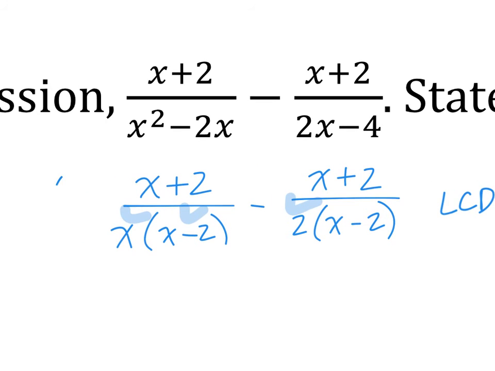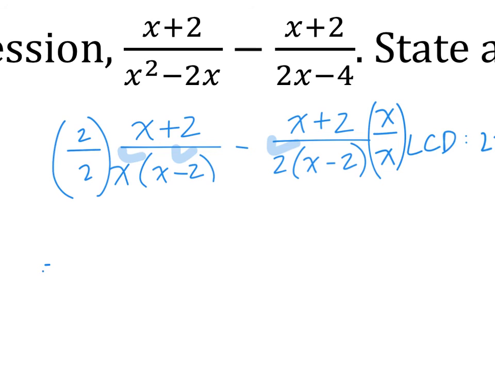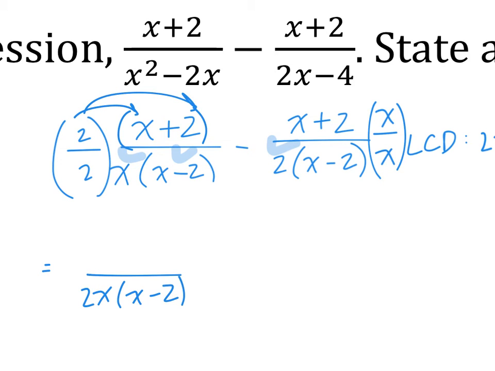So on the left, what do I need to multiply to get to 2x, x minus 2? Good. Okay, on the right, what do I need to multiply to get to 2x, x minus 2? Good. Okay. All right. In the denominator, I'm just going to have 2x, x minus 2. In the numerator, remember I need to distribute. Anytime you have two terms or more in parentheses, it needs to be distributed. Okay, so that's going to give me 2x plus 4.